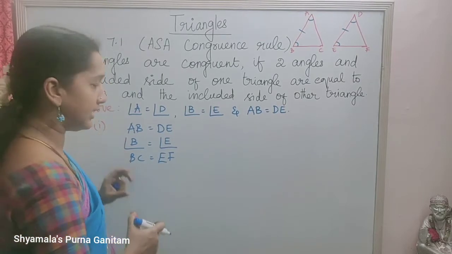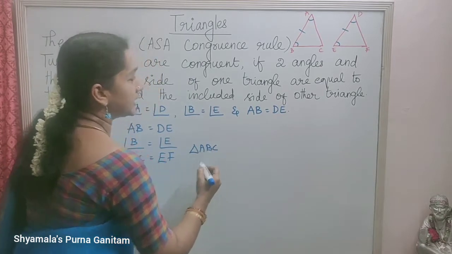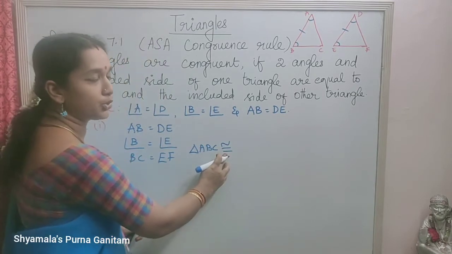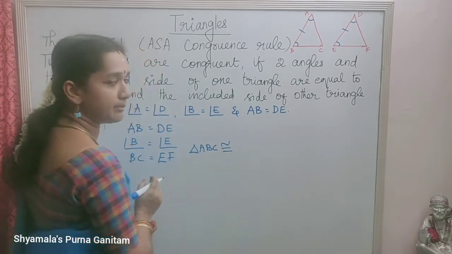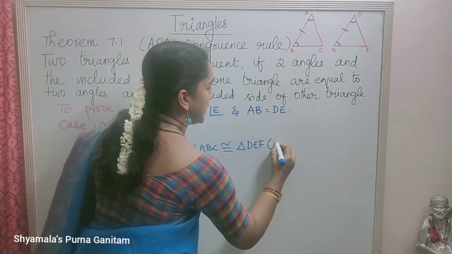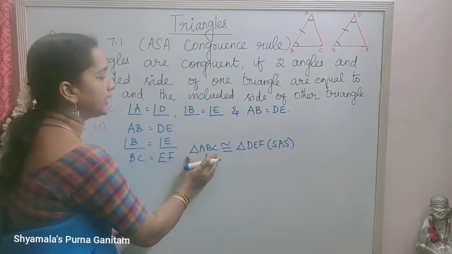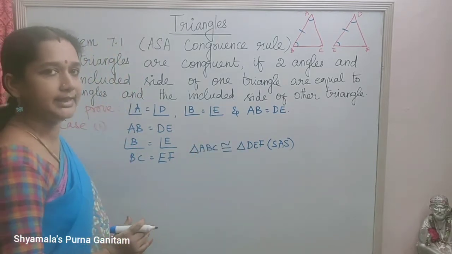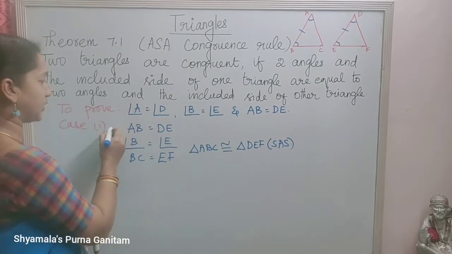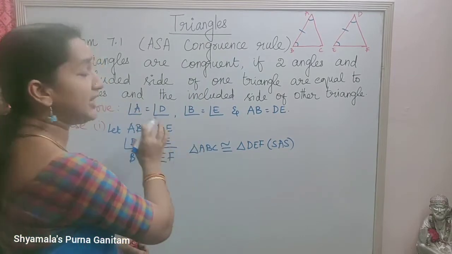So with these three things, we can say that triangle ABC is congruent to triangle DEF under the SAS congruence rule. This is the symbol we will use to write congruency. So under the SAS congruence rule, we have proved that ABC is congruent to triangle DEF. As I told you, we will have three cases for this. The first one is where we take AB equal to DE.